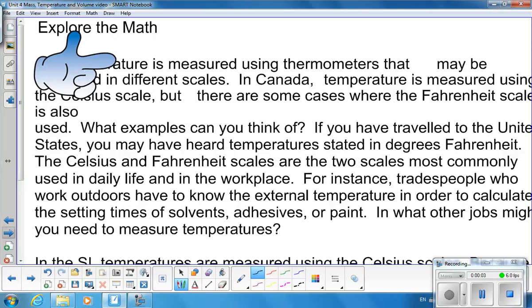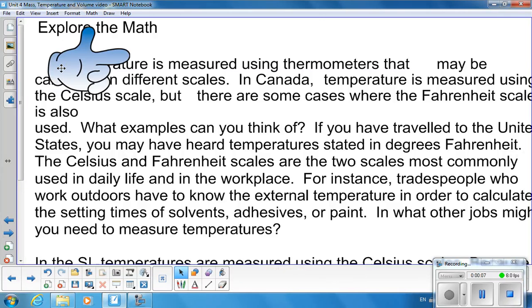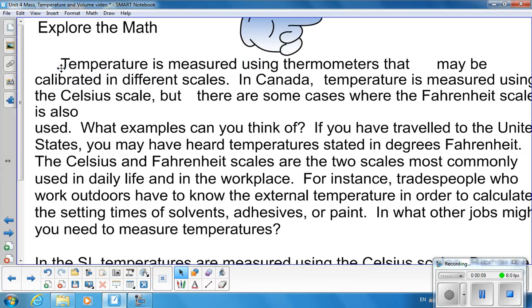Temperature. Let's move that hand out of the way.